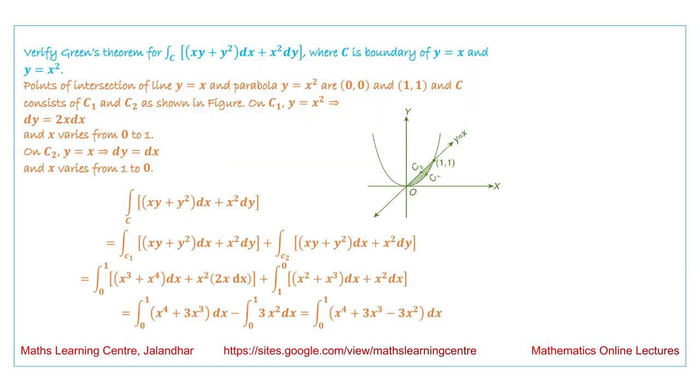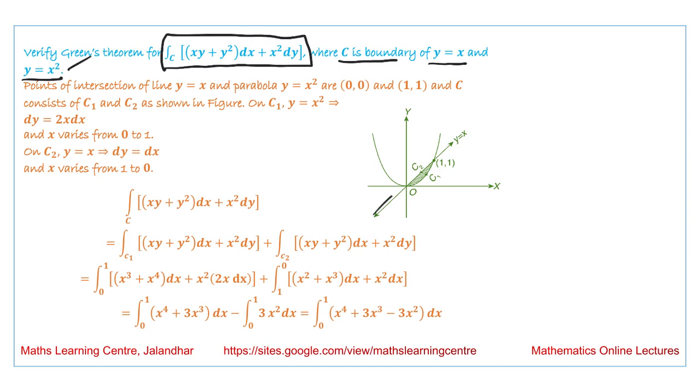Now next we have the problems based upon Green's theorem. The first question is to verify Green's theorem for the region for this integral, where C is the boundary of y is equal to x and y is equal to x square. So y is equal to x is a line and y is equal to x square is a parabola. This region is shown over here.